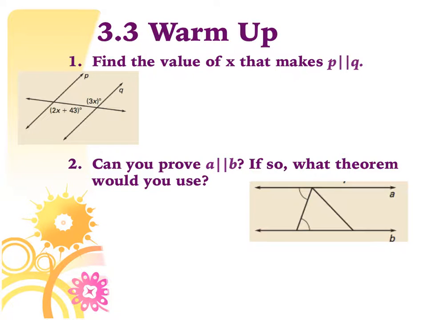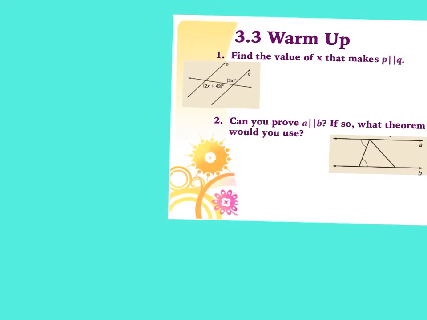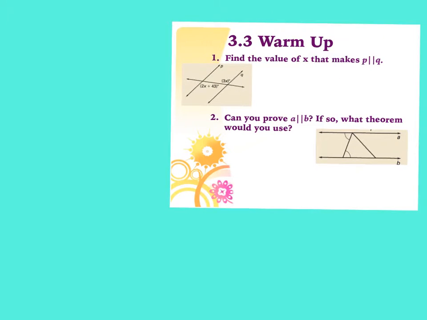All right, we're going to go through the warm-up and then we'll talk the quiz review. So this says, for number 1, find the value of x that makes P parallel to Q. Remember yesterday we talked about how many ways there were to prove that lines are parallel? 6 ways. What are they?